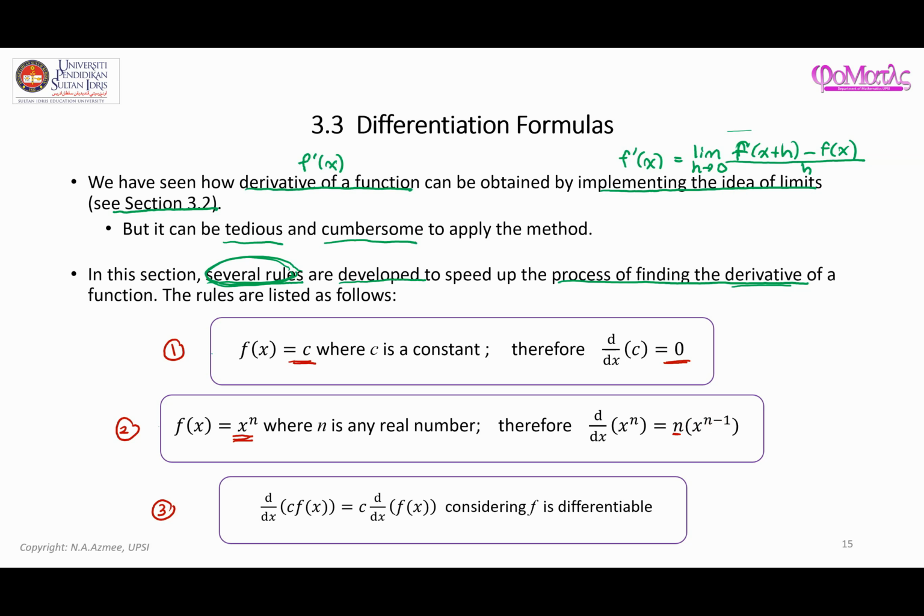The third rule here is when you have a function that is made by multiplying a function with a constant. So c, a constant, is multiplied to a function, and you are interested to find the derivative of this function. Well, what you can do is you can consider taking out the constant. Since this is a constant, you can take it out, and then you can focus on finding the derivative of function f of x. Once you got the answer, you can just multiply them together.